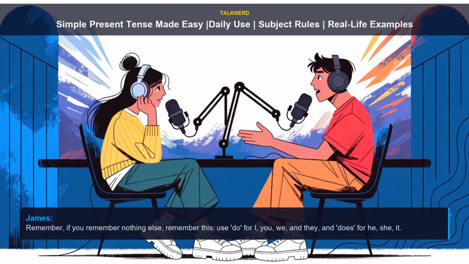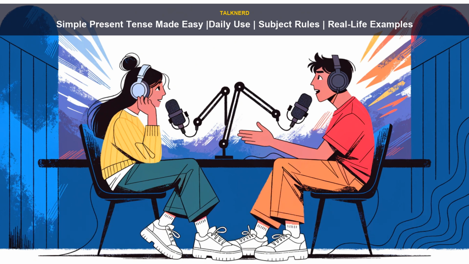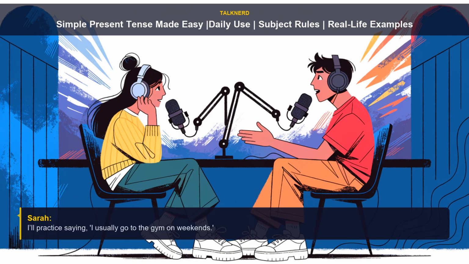Remember, if you remember nothing else, remember this, use do for I, you, we, and they, and does for he, she, it. Exactly. Here's your cheat sheet, subject plus base verb, add s or es for third person. Now for your homework challenge. Use 3 of these phrases today and write them in the comments. I'll practice saying, I usually go to the gym on weekends.